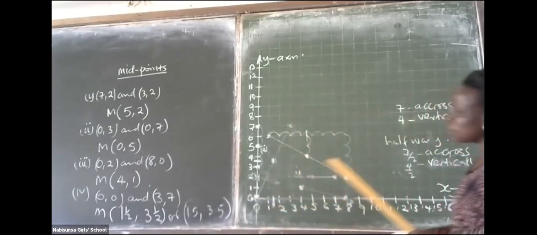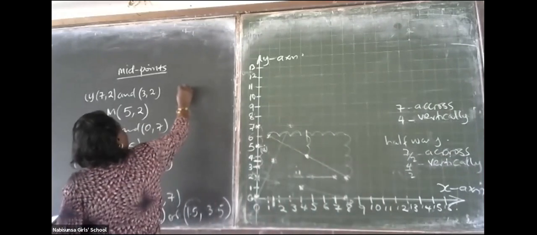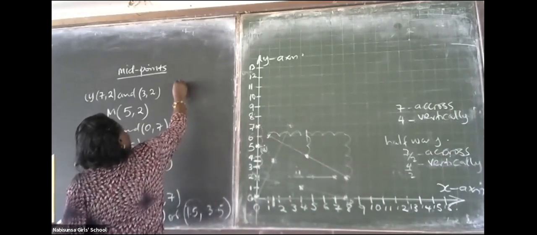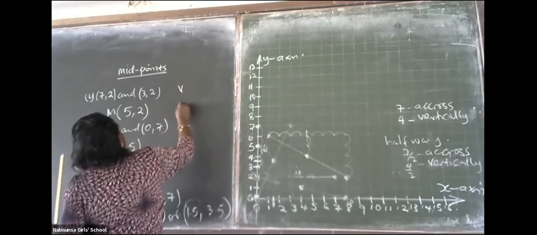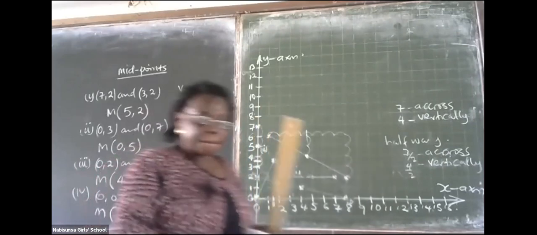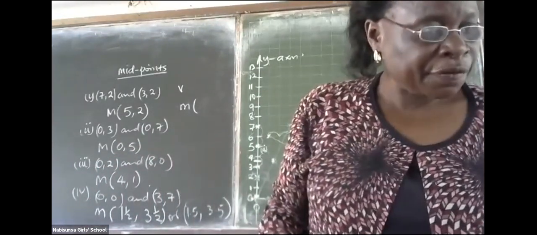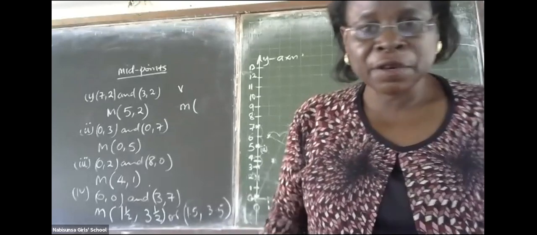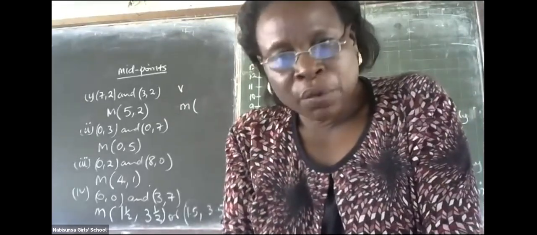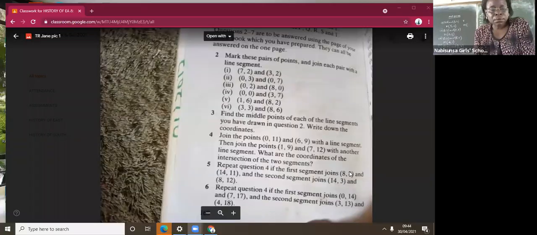What are the coordinates of the midpoint? 4.5 and 2. Teacher, please repeat. We didn't understand the places. I repeat, from where? From the halfway point. From the halfway of 3.5 and then the 2.